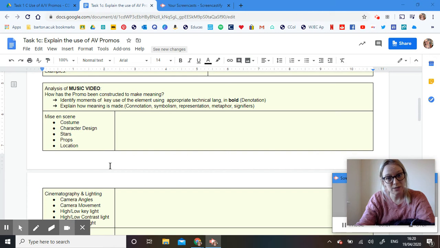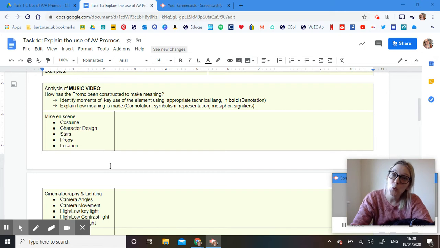Make sure the technical language is in bold so that we can see it, and then you've got to write down what you think and explore what you think it means. So you're not just going to describe what the costume choices are, you're going to have to tell me why the art department and the director have created it in that way. You remember these words, right? What is the connotation? What is the symbolism?